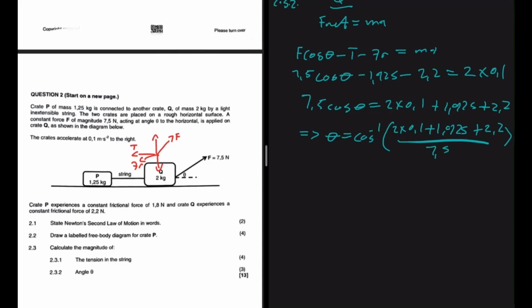Obviously this is more messy, right? It will be more clean if you put this in your calculator first, but yeah, I'm just gonna do what I feel like doing. So theta should be equals to 51.93 degrees, right? And that's how we solve that problem there.